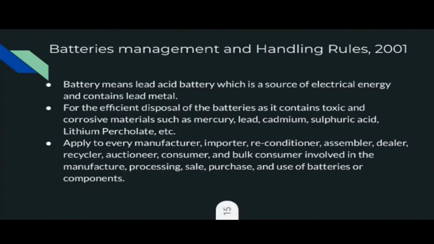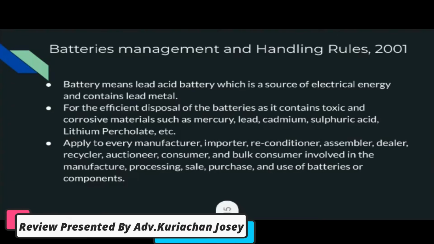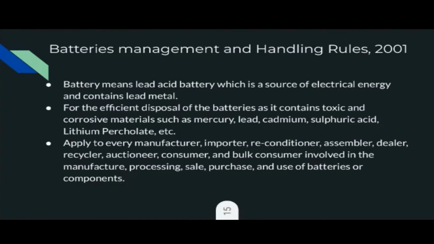Moving on to the last rule, that is the Batteries Management and Handling Rules 2001. Basically, the battery in this rule means a lead acid battery, which is a source of electrical energy and contains lead. A lead acid battery contains materials which are toxic to nature, like mercury, lead, cadmium, sulfuric acid, lithium, perchlorate, etc., which are toxic and corrosive materials that can affect the environment or the health of a person.